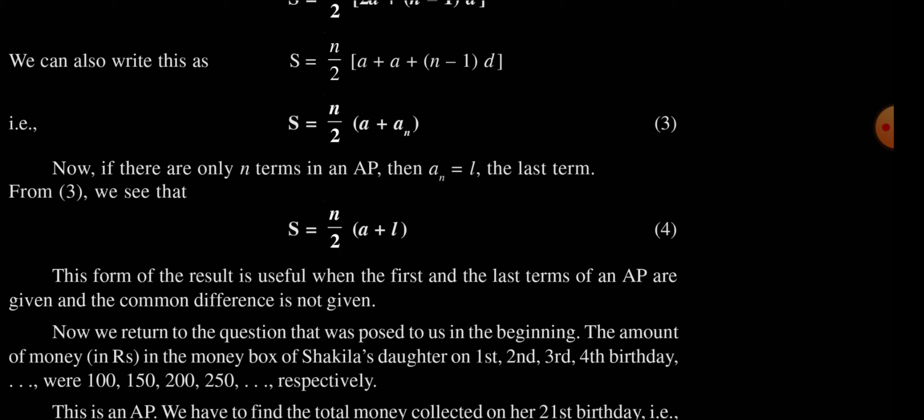Now, if there are only n terms in an AP, then a_n is equal to l, the last term. From this, we see that S is equal to n upon 2 into (a plus l).